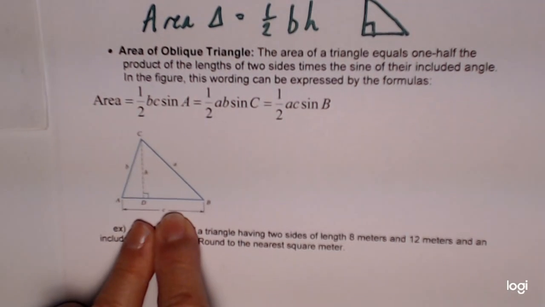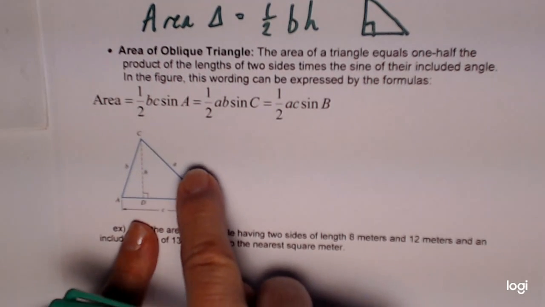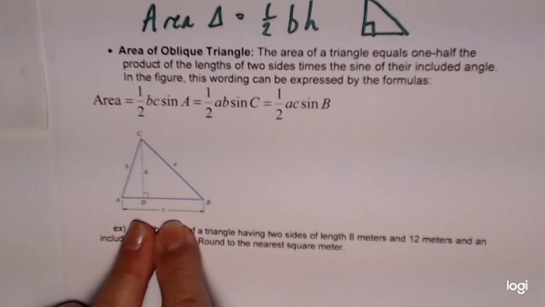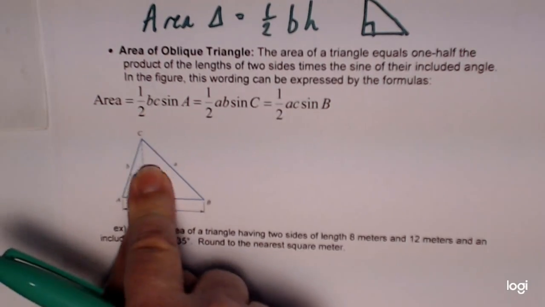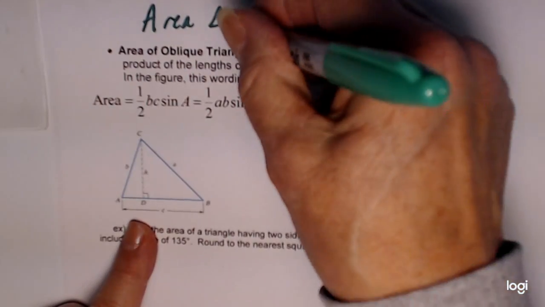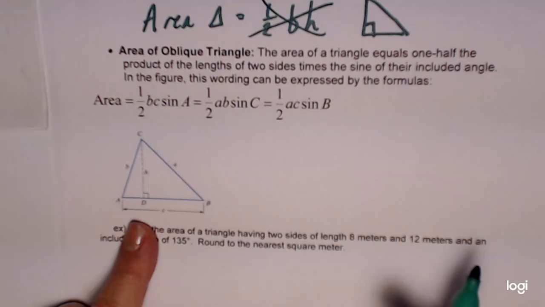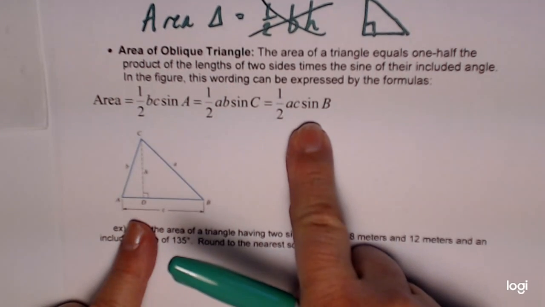What we're going to be doing is finding the area of this triangle just using the lengths A, B, C, and not going ahead and finding any height here. So we're not using this. I'm going to cross that out. We instead are going to be using these formulas here.